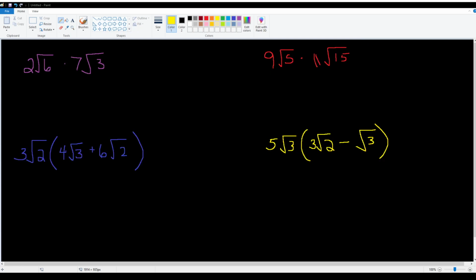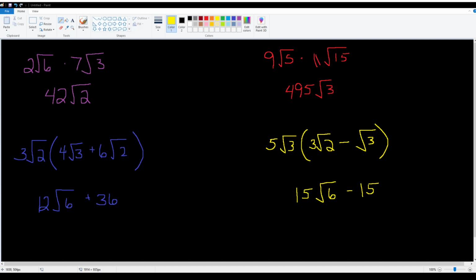So here I've put 4 more problems up on the board here. So let's see if you guys can do these on your own. So again, take the time, pause the video, and try to simplify these multiplication of your radicals. So here are the answers that we should be getting.